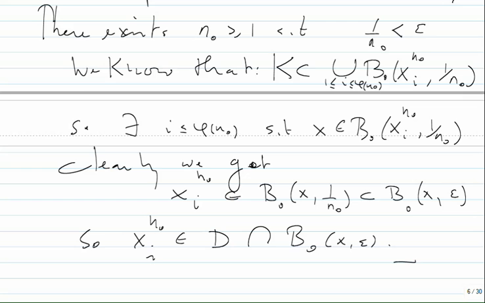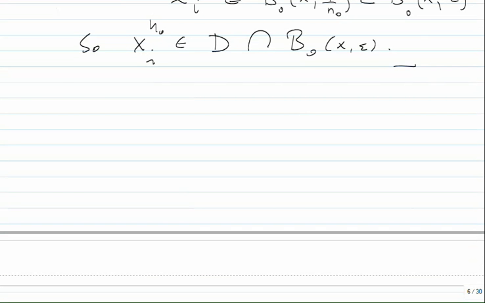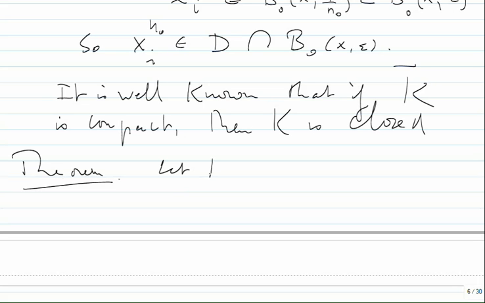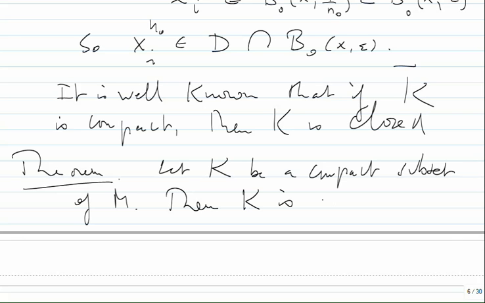We also know from topology, it's well known, that if K is compact, then K is closed. In metric spaces, we have a little bit more. We have the following theorem. Let K be a compact subset of a metric space M, then K is complete.